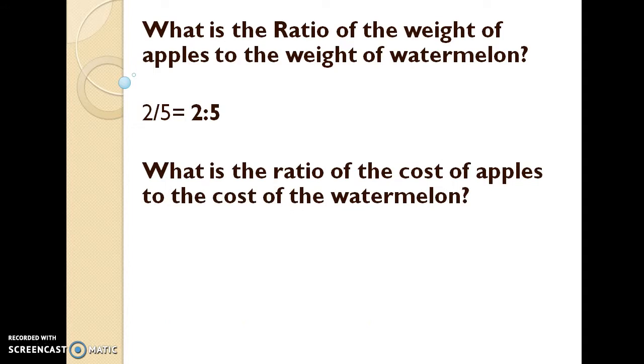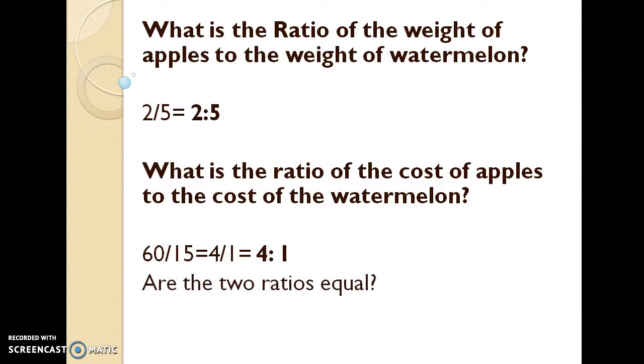Now, what is the ratio of the cost of the apples to the cost of the watermelon? What will be the cost of the apples? 60 to that of watermelon 15. So, what do you get? 4 by 1. So, the ratio you get is 4 is to 1. Are the two ratios equal here? 2 is to 5 and 4 is to 1. Are the two ratios equal? No, they are not equal.